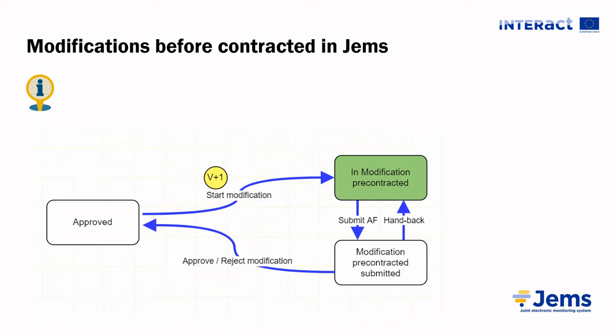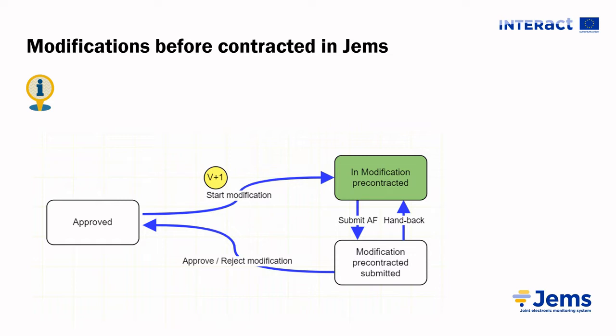Once the application form is submitted, the project will go into modification pre-contracted submitted, which is a frozen state where the program can assess the modification and see if the changes have been made correctly. If the applicant, for example, did not make the changes correctly, the program could still hand back the modification for further improvements. This does not create a new version, so the changes done are not really tracked in the system, and then the project can be resubmitted. And then the project will be again back in the modification pre-contracted submitted.